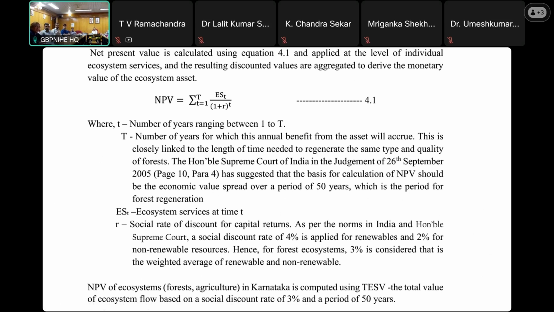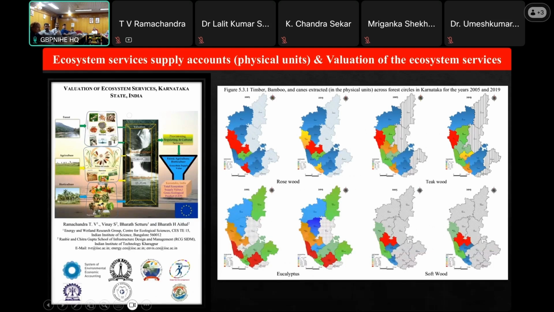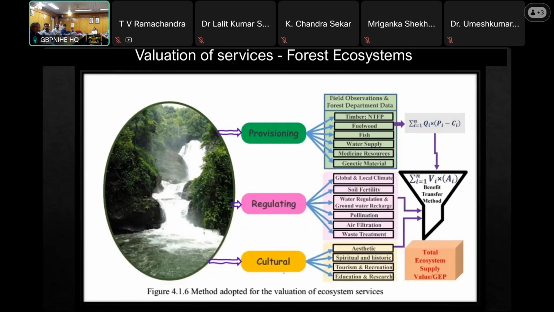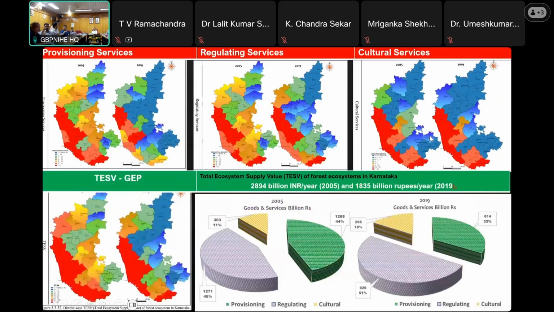Now you look at the power of GIS, the spatial extent. Now it gives what are the goods. This gives the rosewood for the two recent time periods, 2005 and 2019. Then the quantity of teak wood, eucalyptus, softwood, and all this data we got from the forest department. Then we started quantifying the value of that: provisioning, regulating, cultural. Now the provisioning services, when you take them, it amounts to a certain value.